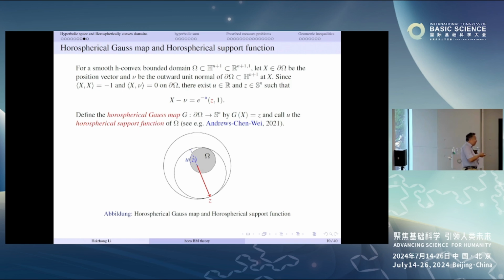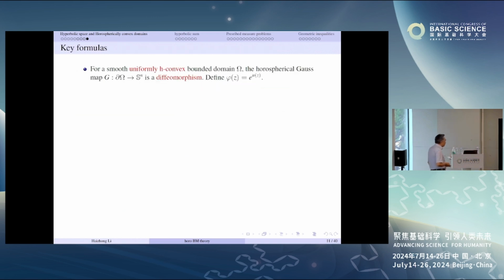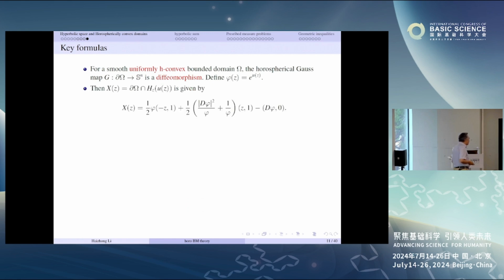We define the Z. Z is the Gauss map. We call it the horospheric Gauss map. And also we define the U. We call it the horospheric support function. So this identity is very important in our study. Okay, using these two concepts, we can study the H-convex hypersurface.